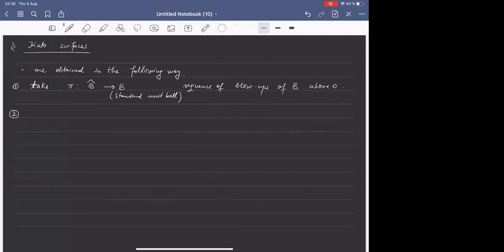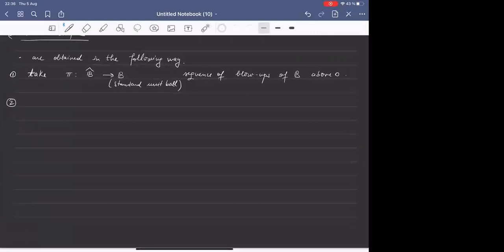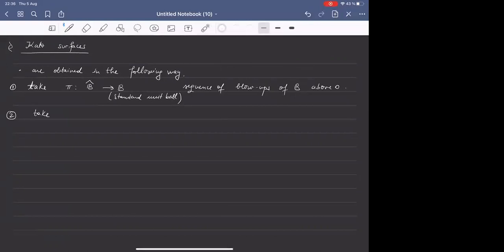The second step will be to take a holomorphic embedding of the closed ball in this successive blow-up. So, holomorphic embedding.